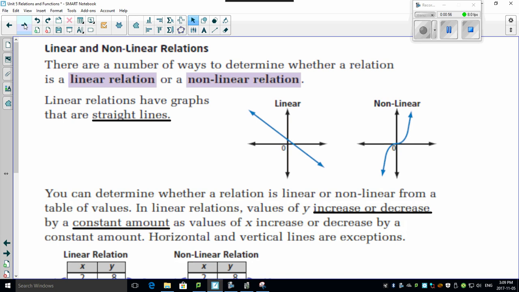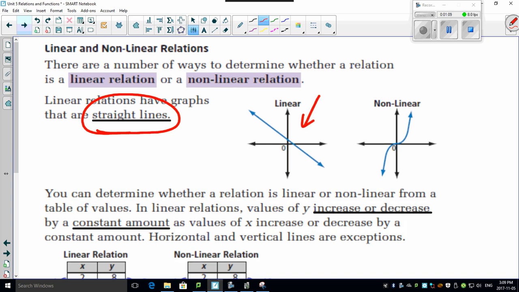There's a number of ways of determining whether a relationship is linear or nonlinear. Linear, again, straight lines. That's the most important part. So anything that looks like this is considered to be linear. Nonlinear, look at that, all kinds of crazy curves. As soon as you throw a curve in there, it's no longer a line. Even when you look at the word linear, the word line comes through. That's a great way to remember it.